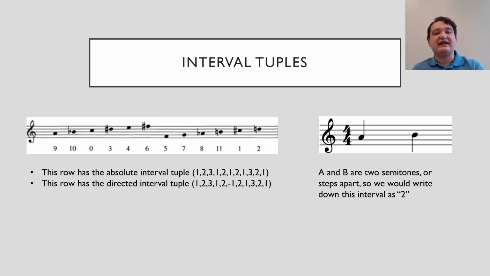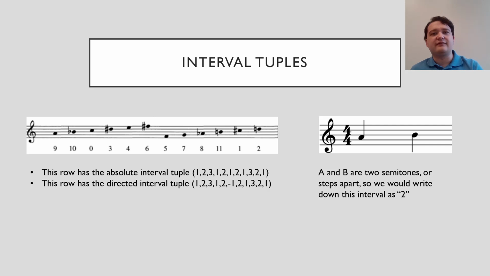Probably the most interesting thing that I did with symmetric rows, at least the most interesting thing to me, is that I created a new notation system that allows you to see quickly if a given tone row is symmetric or not. I call this notation system an interval tuple, and it is a sequence of 11 numbers. These numbers represent the difference in pitch between two adjacent notes in the tone row. For example, if the first note is an A and the next note is a B, we will write down 2 in the interval tuple, because there are 2 semitones or 2 steps between the notes in that row.